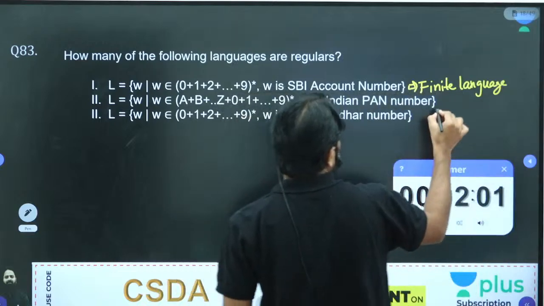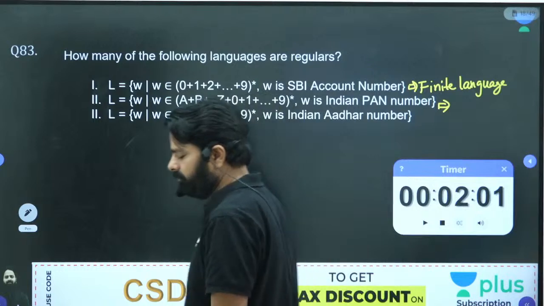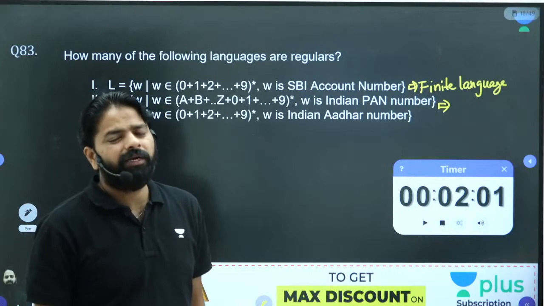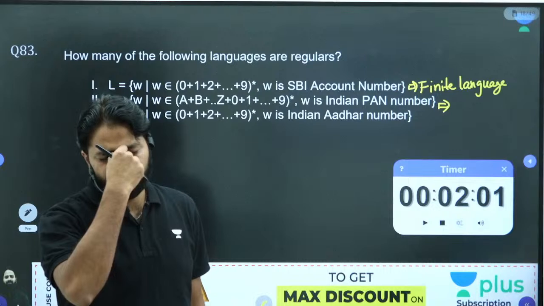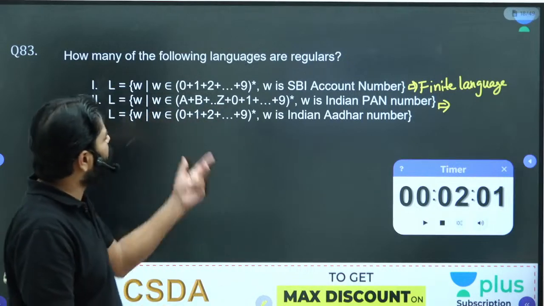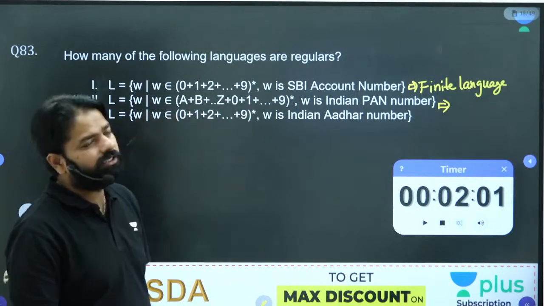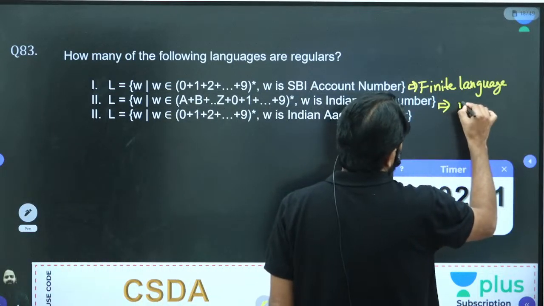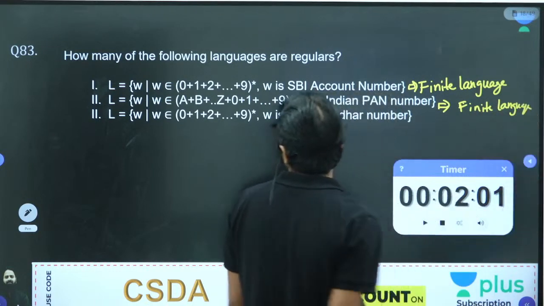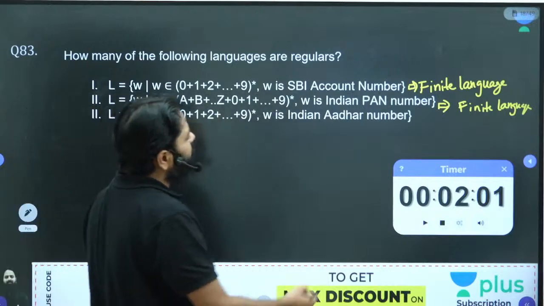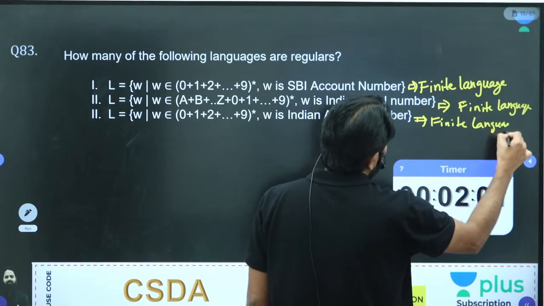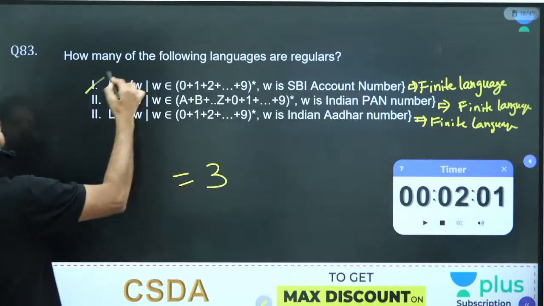And the Indian PAN number, even that is going to have a fixed number of characters. Do you know how many characters are in an Indian PAN number? 10. 10 letters, including digits as well as letters, a combination of both. It is also a finite language. Only a finite number of PAN numbers are there in India, correct? The other number is also similar to this. It's also a finite language. And how many languages are regular? You know, every finite language is regular. So the answer is 3. All are correct. All are regular only.